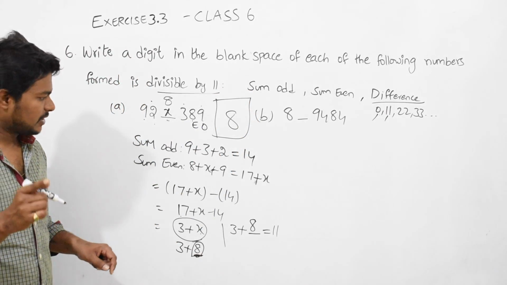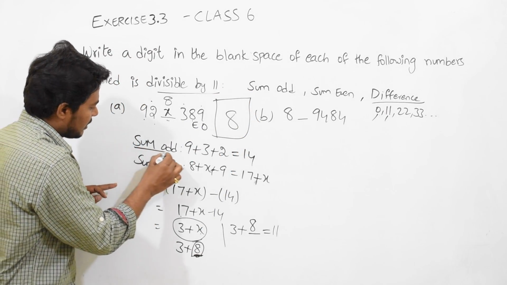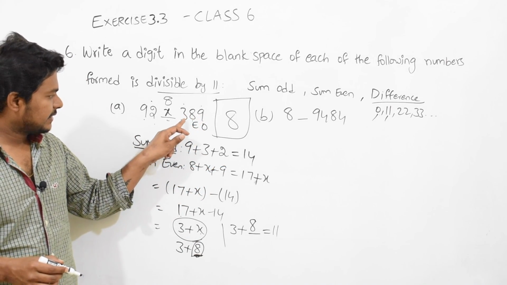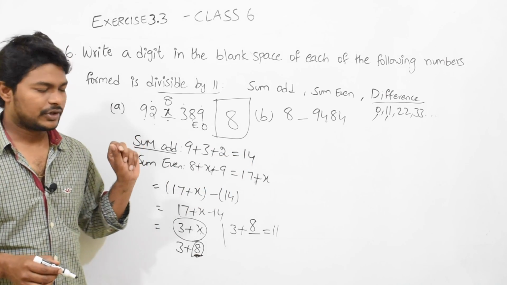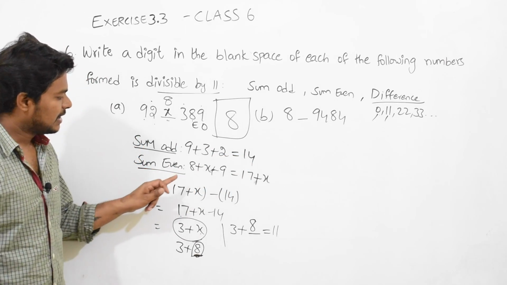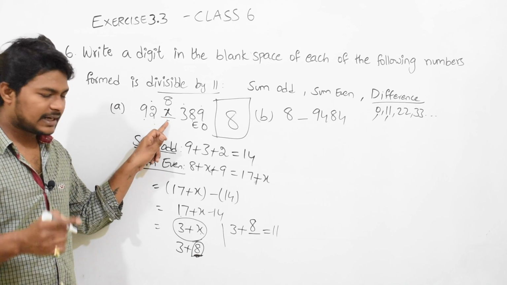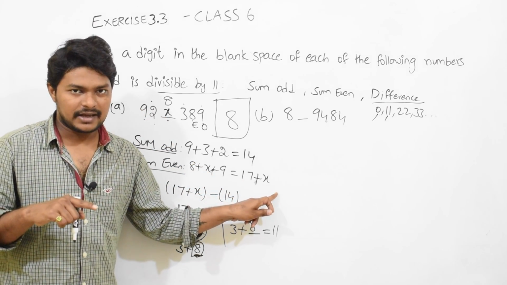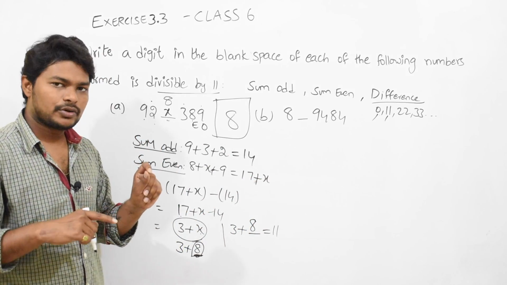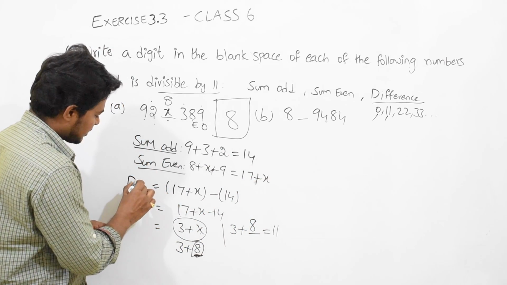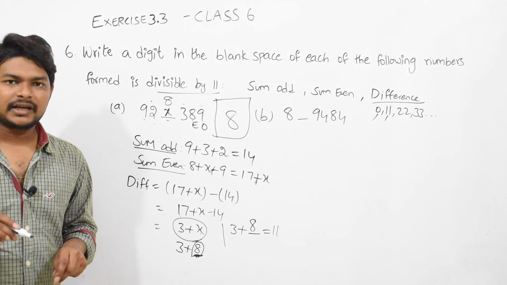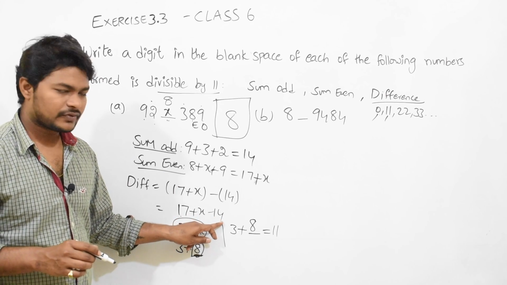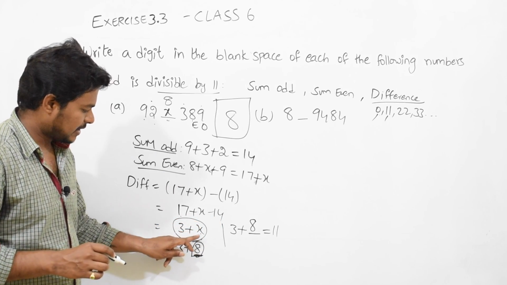You understand the concept? First, what have we done? We have taken the sum of odd digits. Since the odd digits are 9, 3 and 2, we got the sum 14. Next, we find the sum of even digits: 8 plus the blank number plus 9, altogether 17 plus x. Now what we need to do is take the difference: 17 plus x minus 14. 17 minus 14 is 3, plus x.